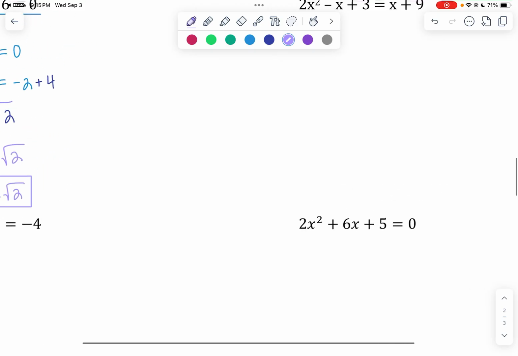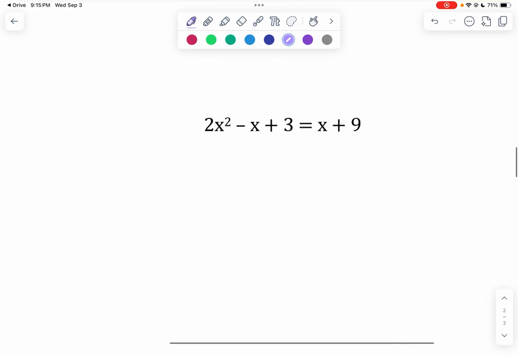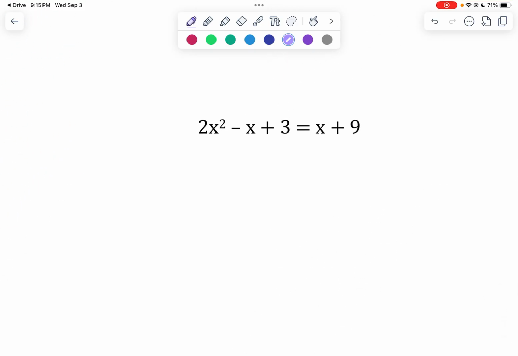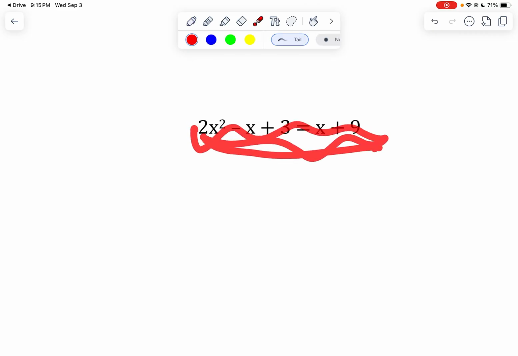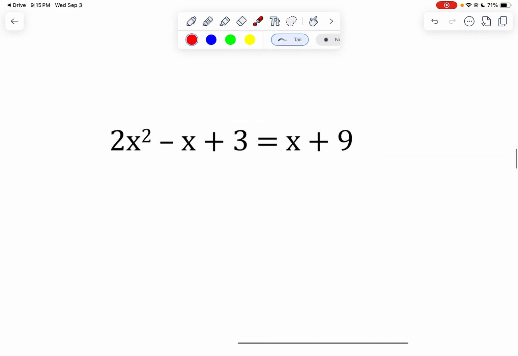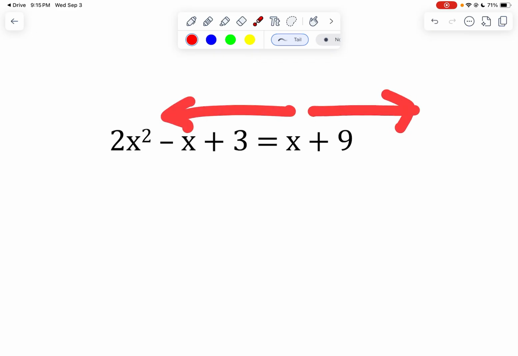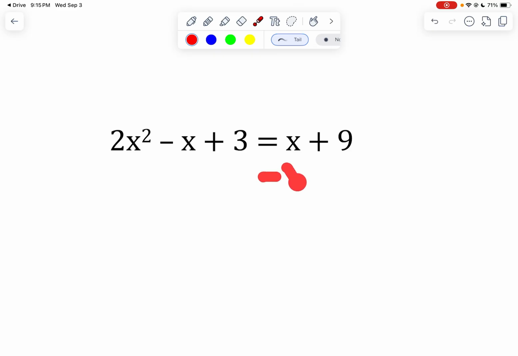Okay. Over here, we kind of have the same problem. I also have the problem that everything is on different sides. So start by moving things where they need to go. I need all my x's on this side, my constants on the other side. So what I'm going to do is subtract the x over here, and then subtract the 3 and move it over there.